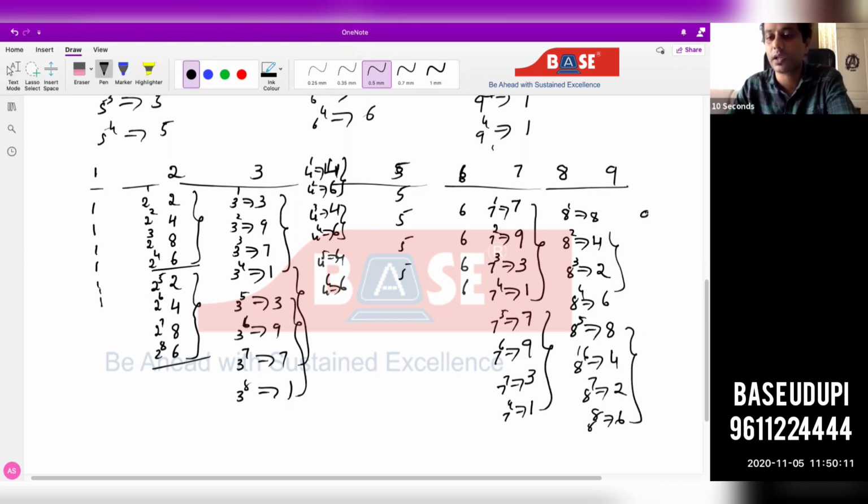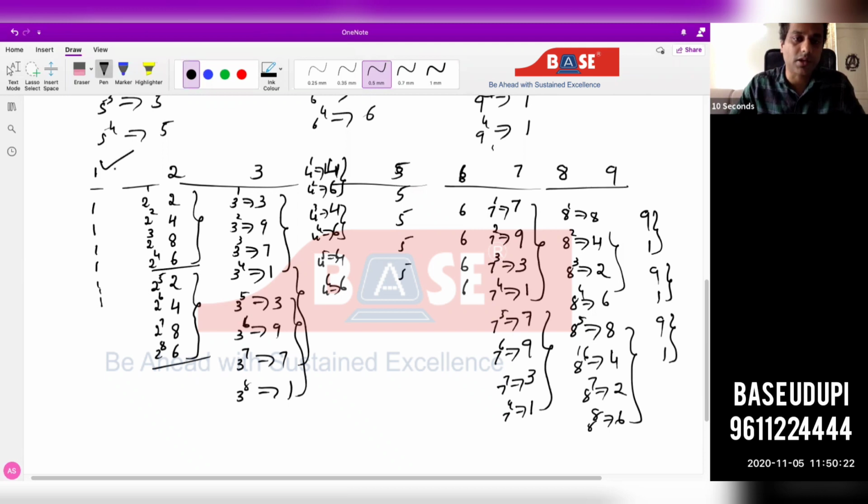9 we already discussed. 9, 1, 9, 1, 9, 1. Either 9 or answer is 1. Odd power is 9, even power is 1. So 1 we already discussed is always 1. 4 we discussed, either 4 or 6 possible. 5 is always 5, 6 is always 6, 9 either 9 or 1.